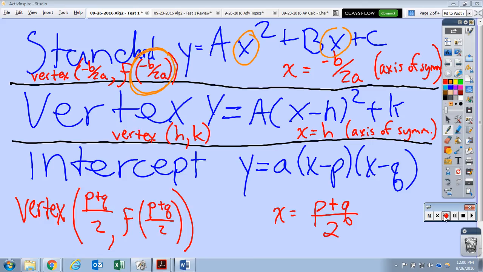Vertex form. When it's written like this, notice it's a times (x minus h) squared plus k. The line x equals h is the axis of symmetry, because the vertex is (h, k). So in every single one of these, the x-coordinate of the vertex is the axis of symmetry.